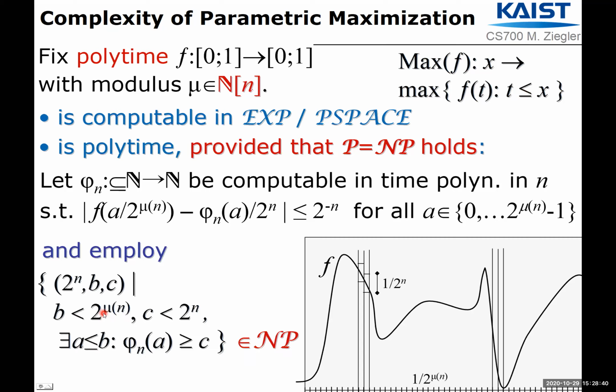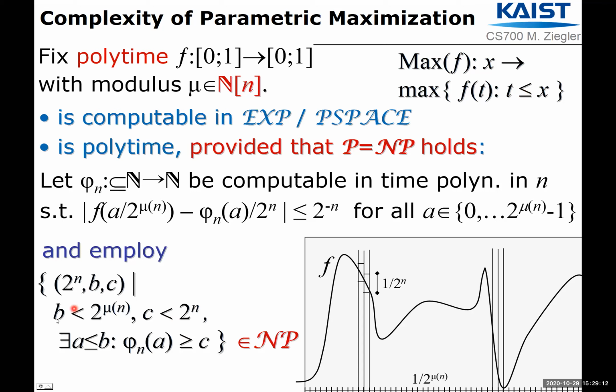And we want to know whether there exists an approximate argument numerator a between 0 and b, that's how far we want to approximate, where the approximate value, the numerator, exceeds c. So this is a decision problem, and this decision problem is actually a typical NP problem, as I'd like to point out.